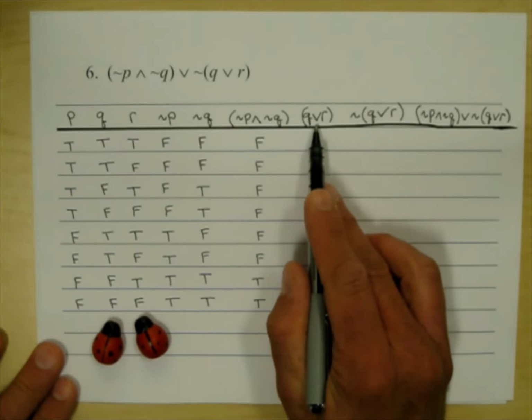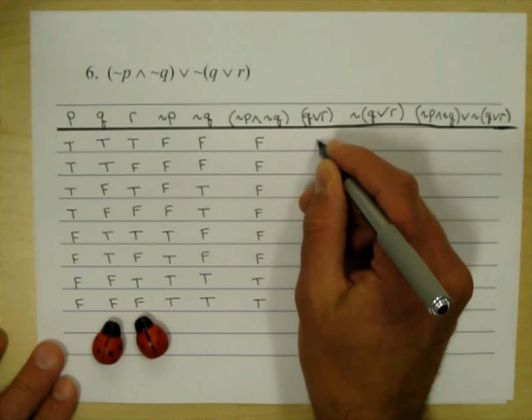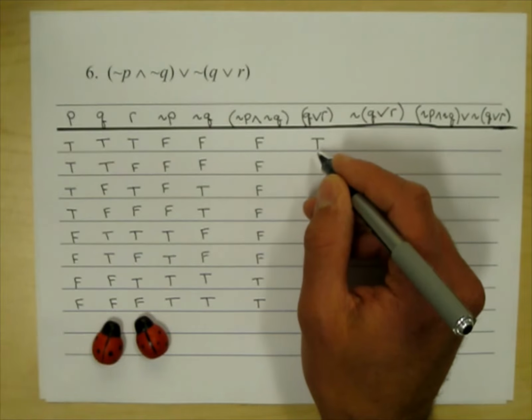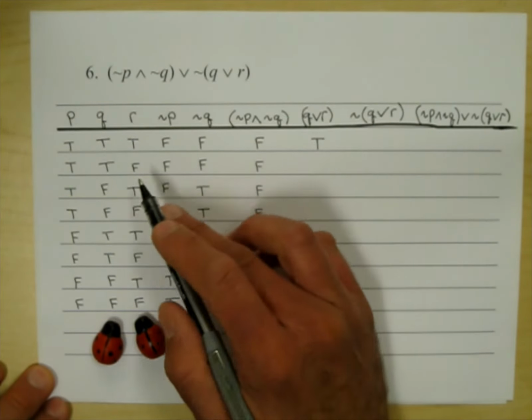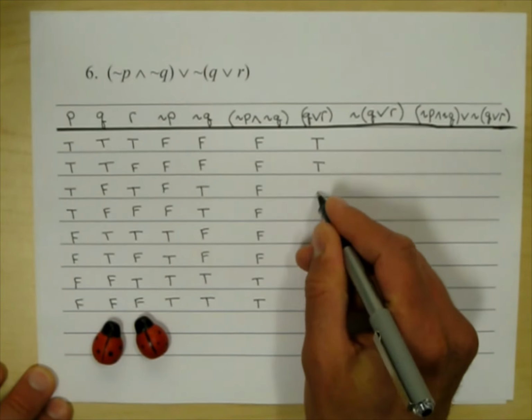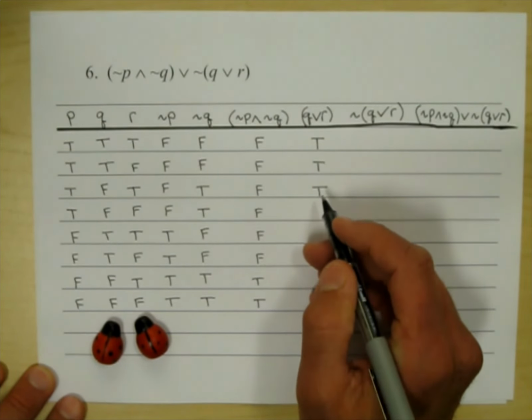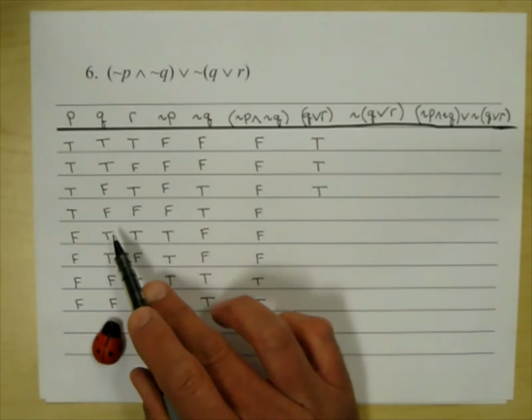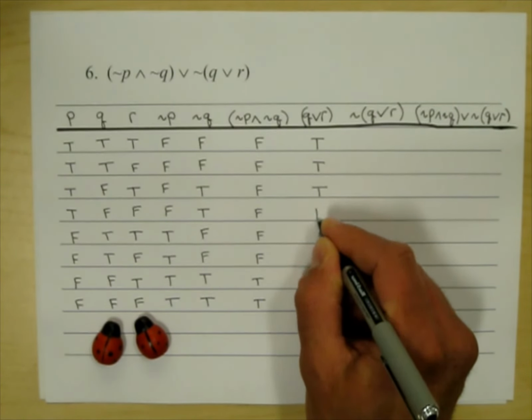We're looking at those 2 columns. Okay, Q or R. So true or true is true. Now the OR is a little bit more relaxed. True or false is true. False or true is true. And then we have false or false is false.